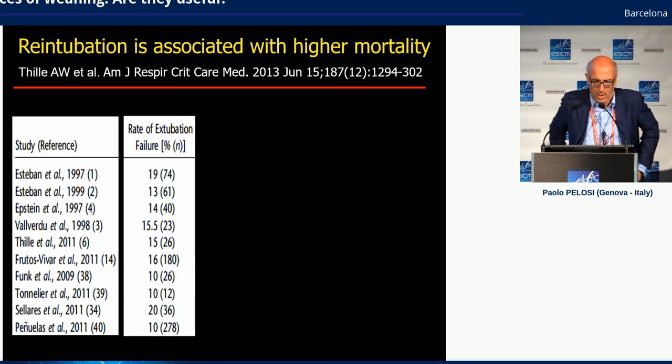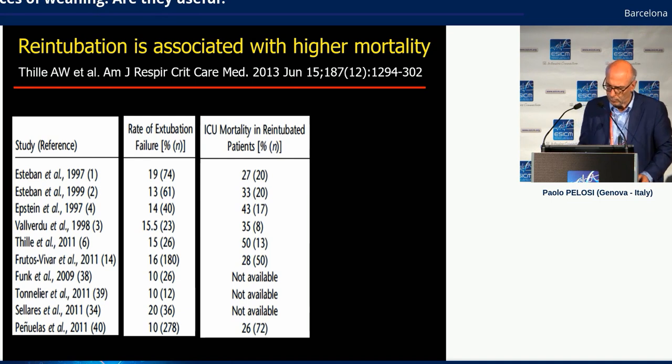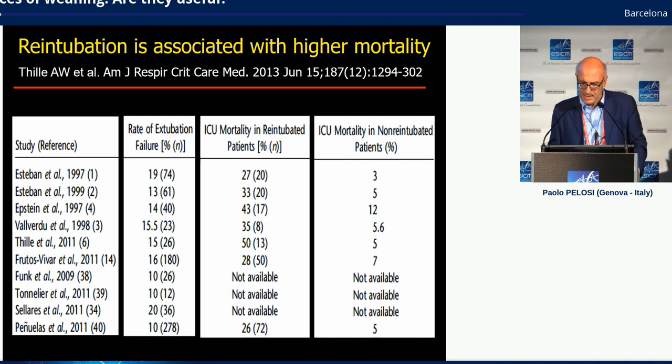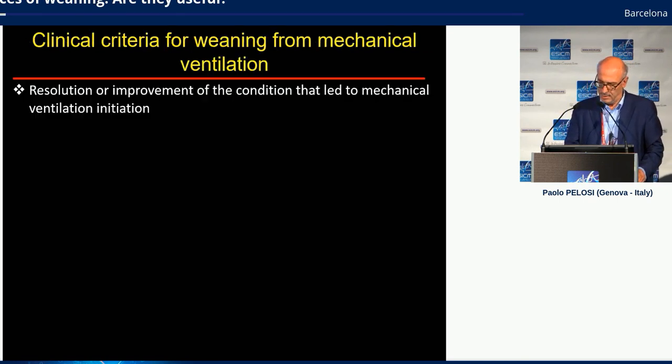So I'm referring to a quite recent study showing that, as argued before by Laurent, reintubation is associated with higher mortality. This is a list of studies with different rates of extubation failure. And the mortality in reintubated patients, as you can see here, is quite high, up to 70%, as compared to patients who are not reintubated. So this means that we should try to avoid reintubation as much as possible, and we will discuss if weaning indices can help in this setting.